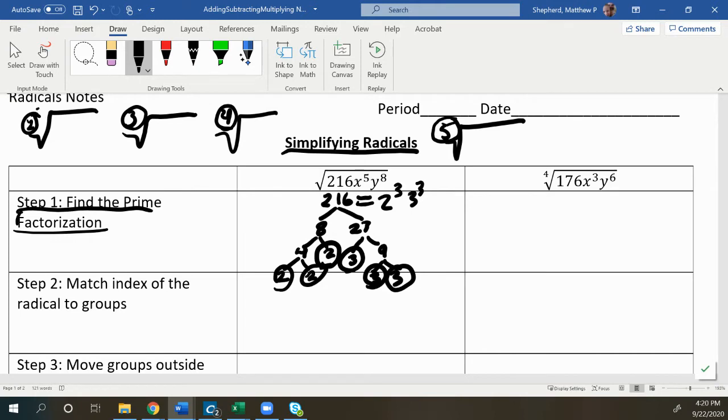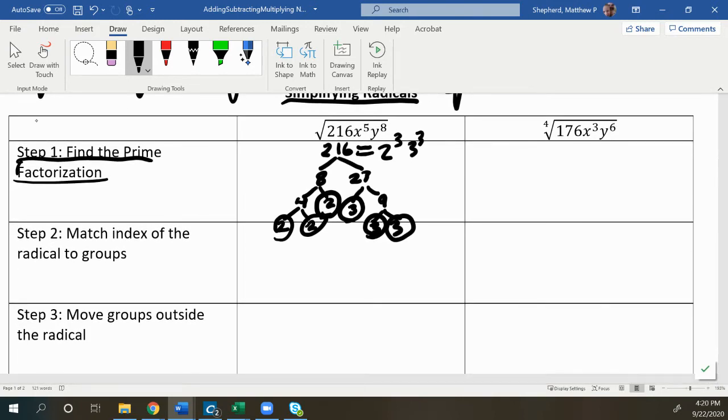Okay, now what we're going to do down here in step 2, it says match the index of the radical to the groups. We're going to create groupings of all of our numbers, and we want it to match the index. Remember, when you don't see what the index is, it's because it's a 2. So I'm going to write my square root. Now I'm going to change the 216. Now I could write it as 2 to the power of 3, 3 to the power of 3, like it was up there, but I'm really trying to create squareds. I want the groupings to match the index.